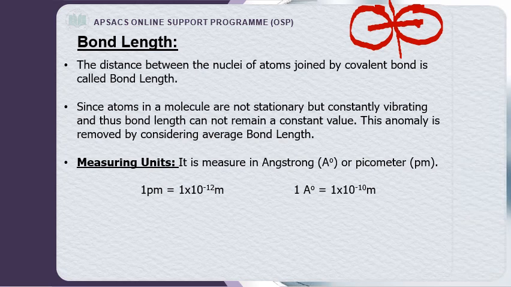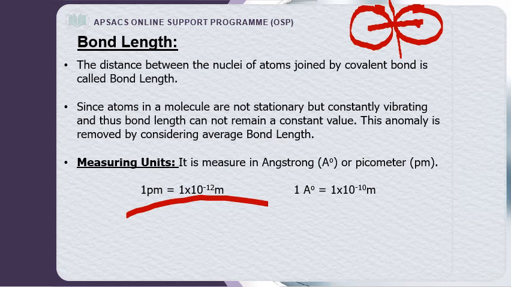The distance between the nuclei of the atoms which are joined by a covalent bond is termed the bond length, and half of it is called the covalent radius. Covalent radius means the atoms are joined by means of covalent bonds. How to measure it? The unit is 1 picometer, which is equal to 10 to the minus 12 meters, or 1 angstrom, which is equal to 10 to the minus 10 meters. Both of these units can be used, as you have done in the previous chapter as well, right?